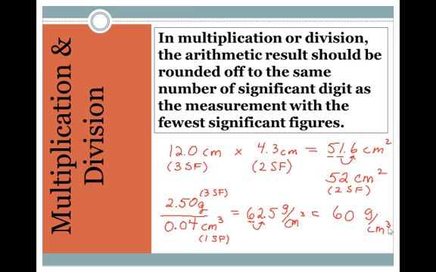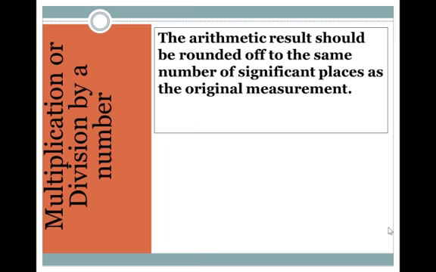The next rule pertains to exact numbers. Exact numbers do not limit the number of digits in the answer to a calculation, so make sure that the answer reflects the uncertainty of the original measurement. Exact numbers actually are considered to have an infinite number of sig figs.